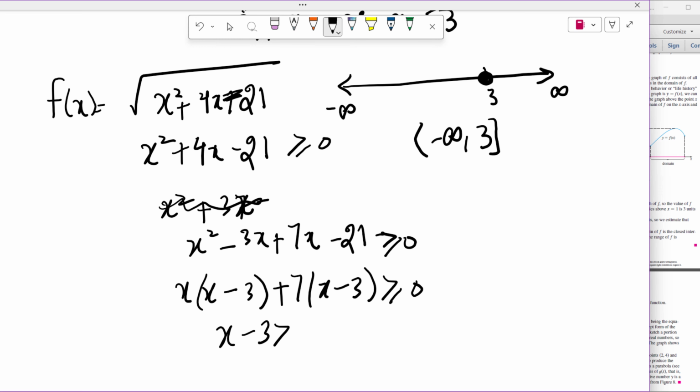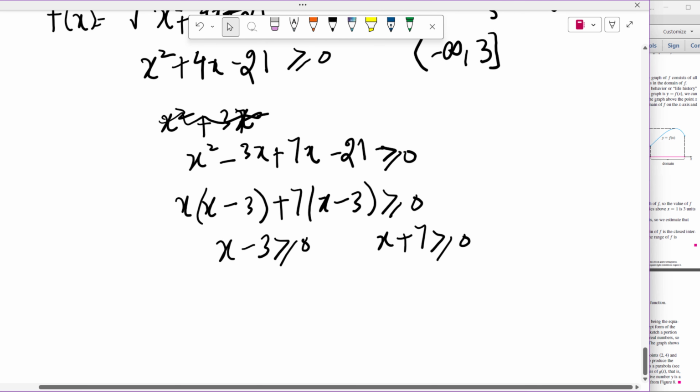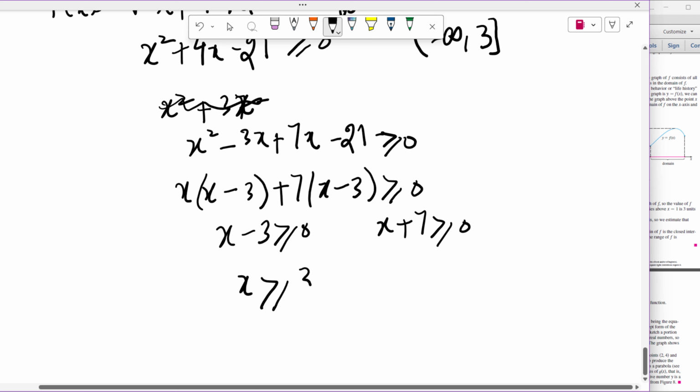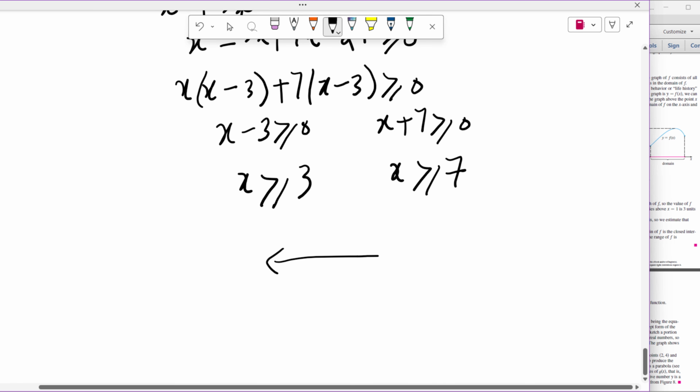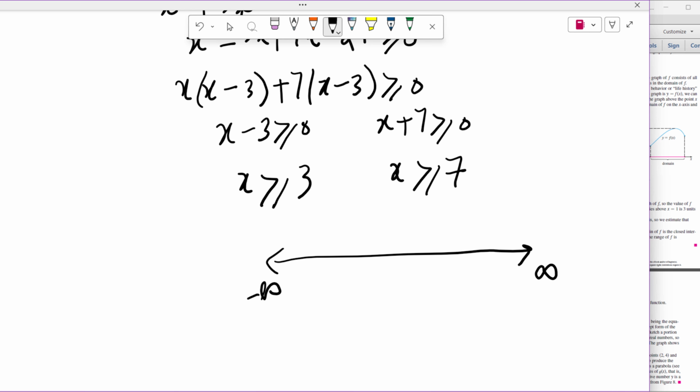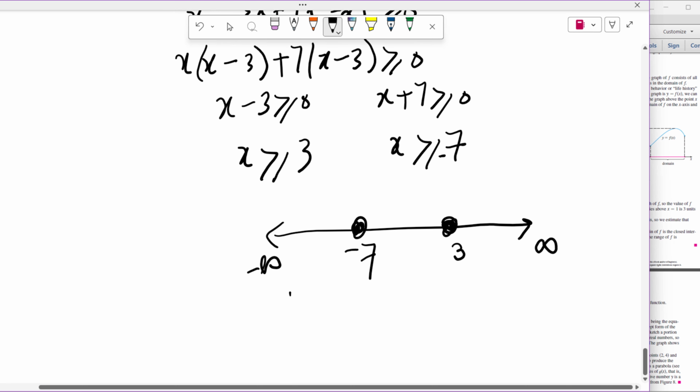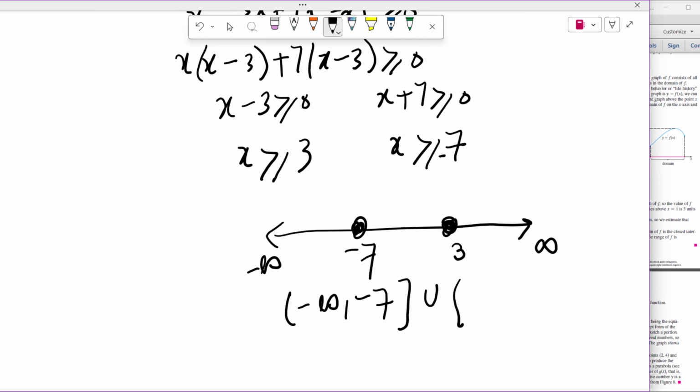So x minus 3 must be greater than or equal to 0 and x plus 7 must be greater than or equal to 0. Or we can write x must be greater than or equal to 3 or x must be greater than or equal to minus 7. We can draw it on the number line from minus infinity to plus infinity. Here is the number 3, included, and the number minus 7. So we can write minus infinity up to minus 7, and 3 to infinity.